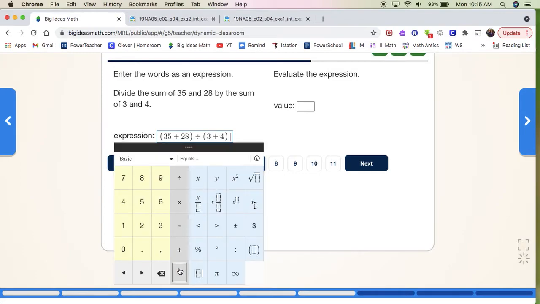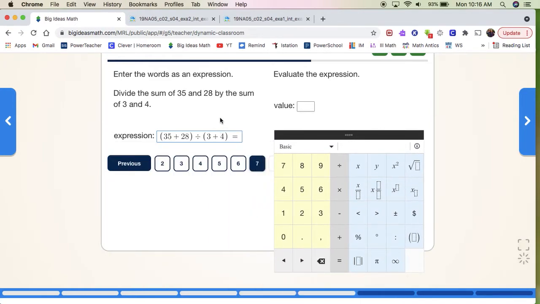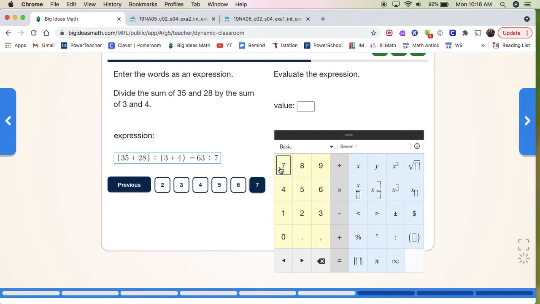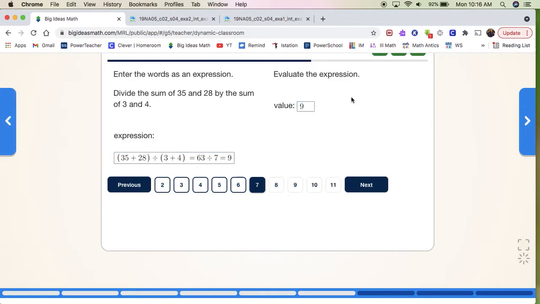So I'm going to put equals there, and I'm going to try to move this over here where you can see it. So first I'm going to do 35 plus 28. If you did this on scratch paper, that's 63. So it's going to be 63 divided by 3 plus 4. 3 plus 4 is 7. So 63 divided by 7 equals 9. And that's what they want you to put here. They want you to evaluate it and put the value of the expression.